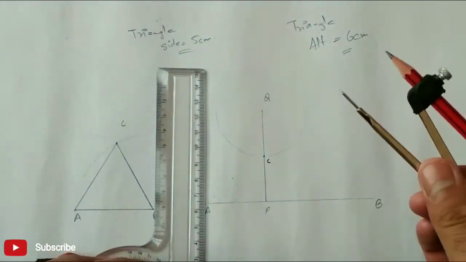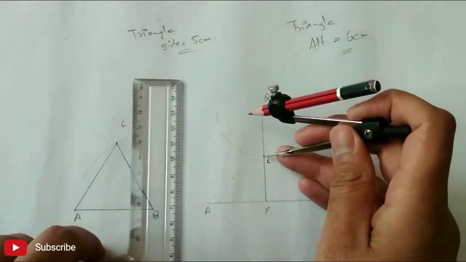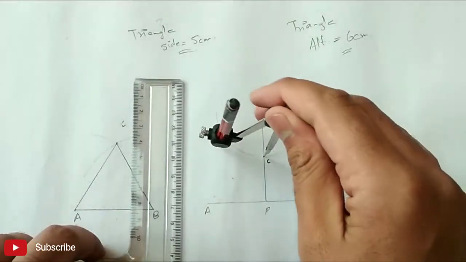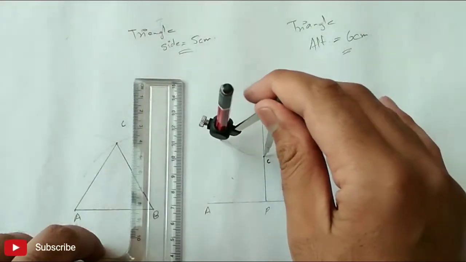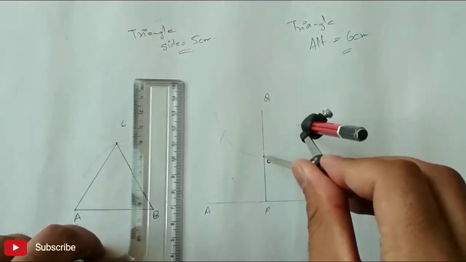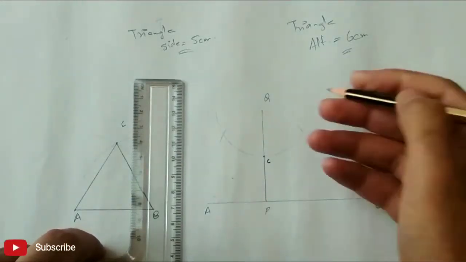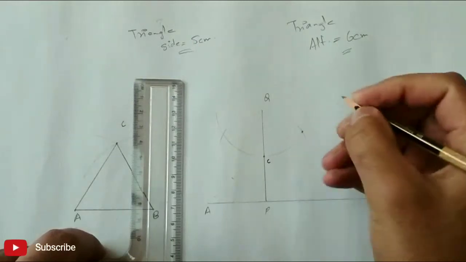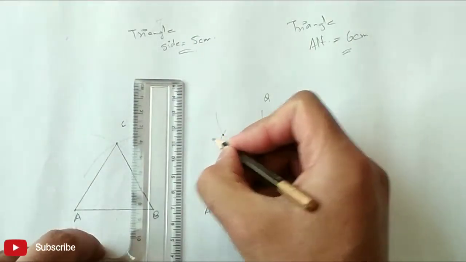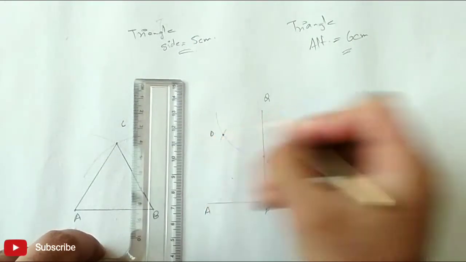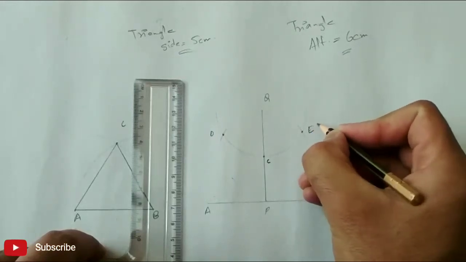Now you need to take this compass with the same radius and draw an arc which will intersect my first arc on the left hand side as well as on the right hand side. And you need to mark those points where it intersects my first arc. I'll name it as D and this is point E.